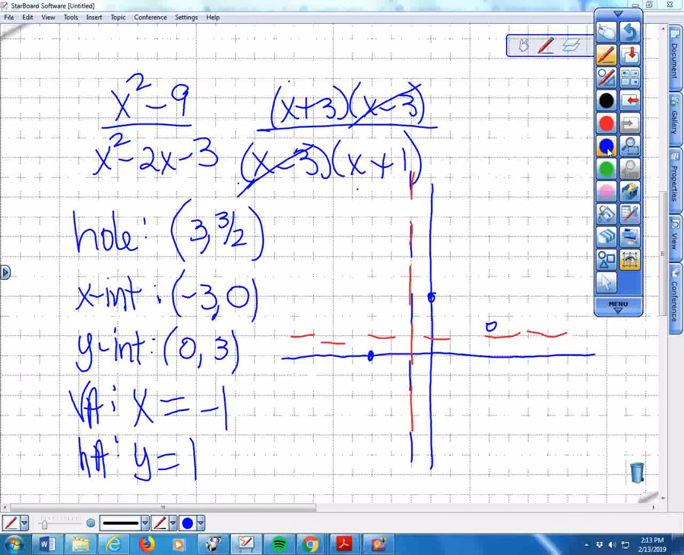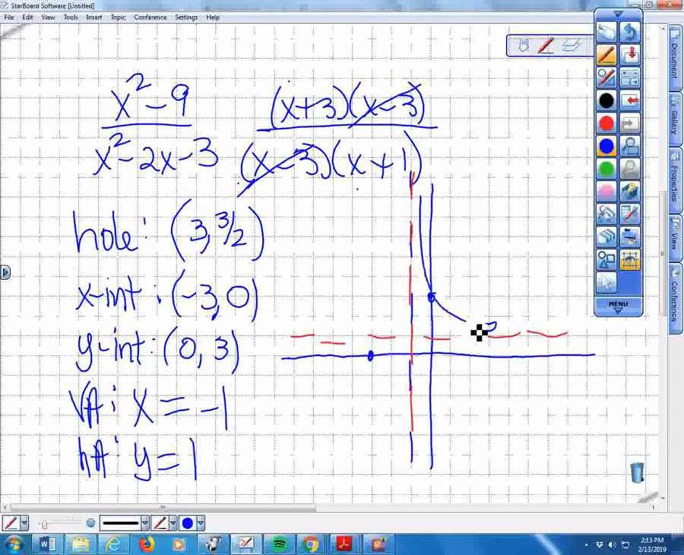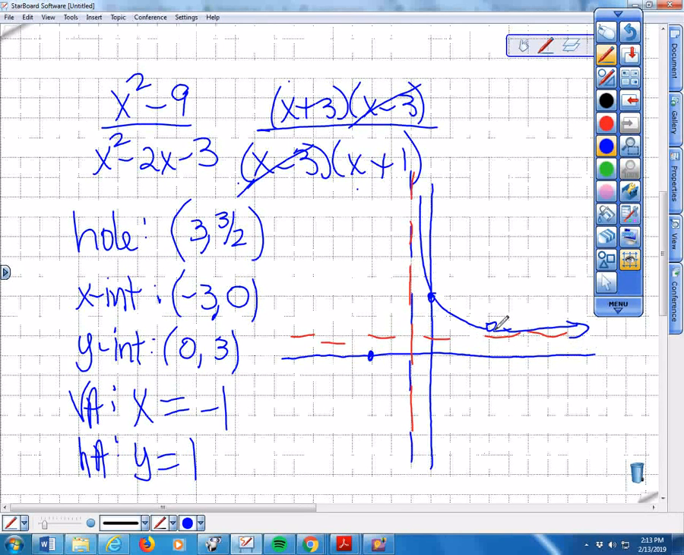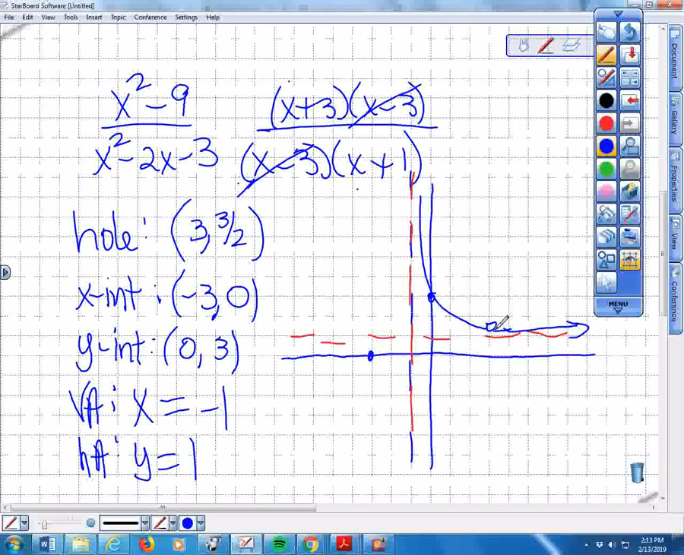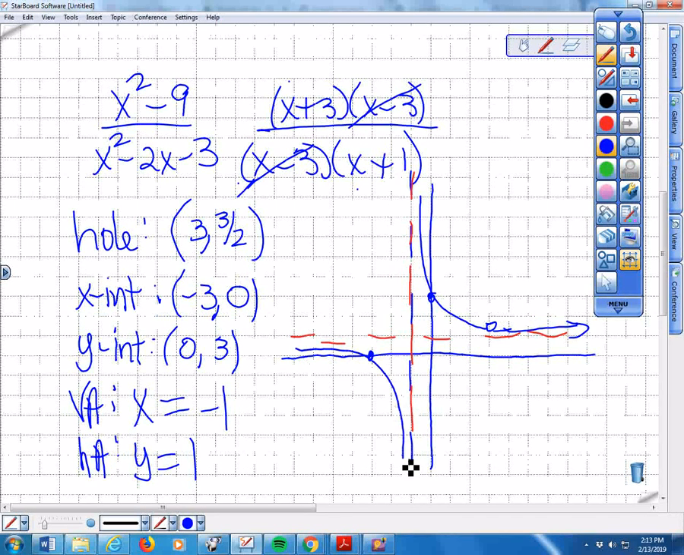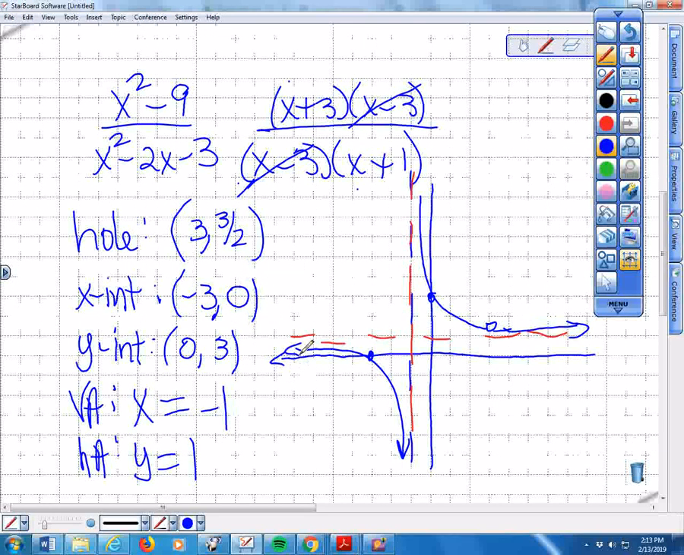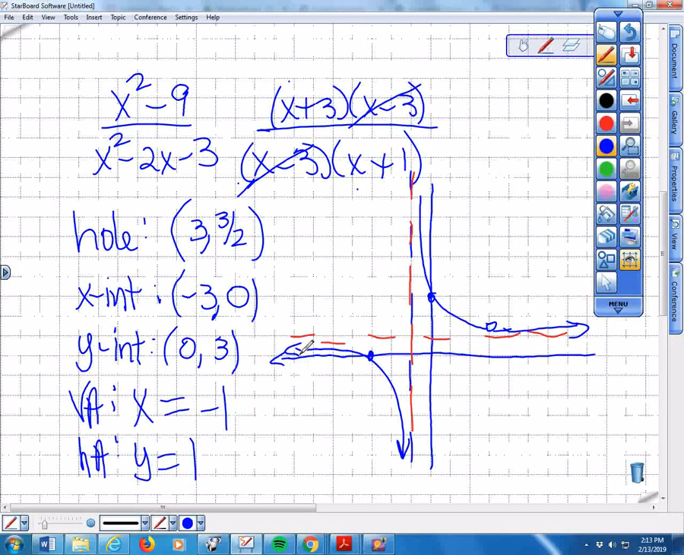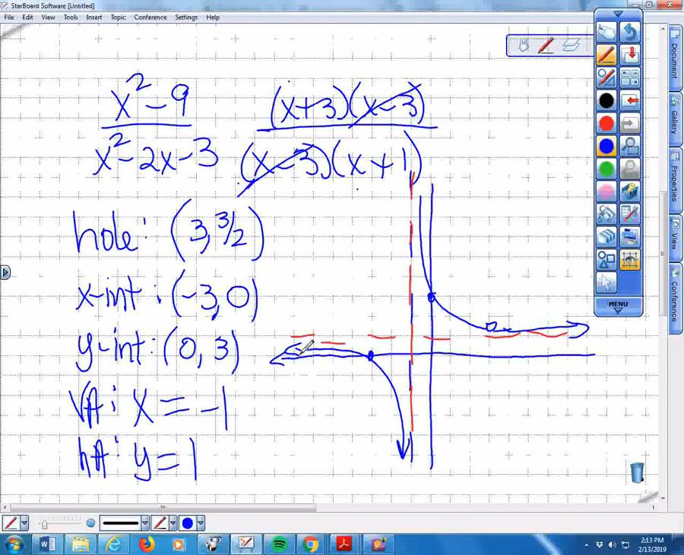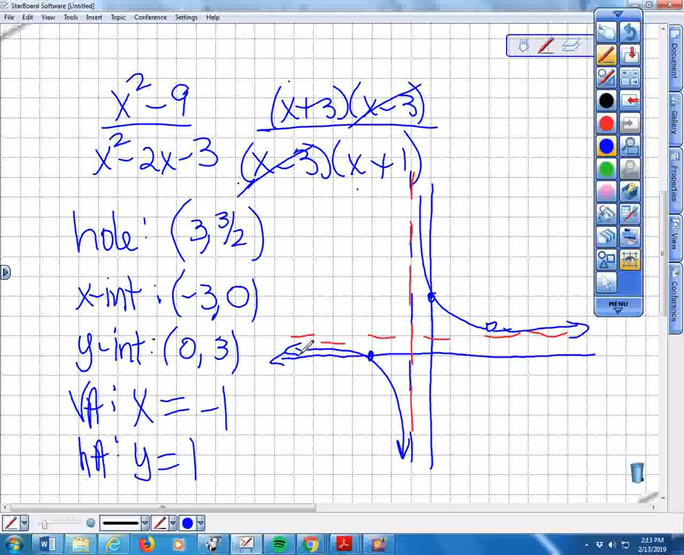So, I think I'm going to have something in this section. It's going to look like that. This section, actually, just with what I have, I might have enough to just sketch that in. And there's the graph. Kind of getting the feel for these.